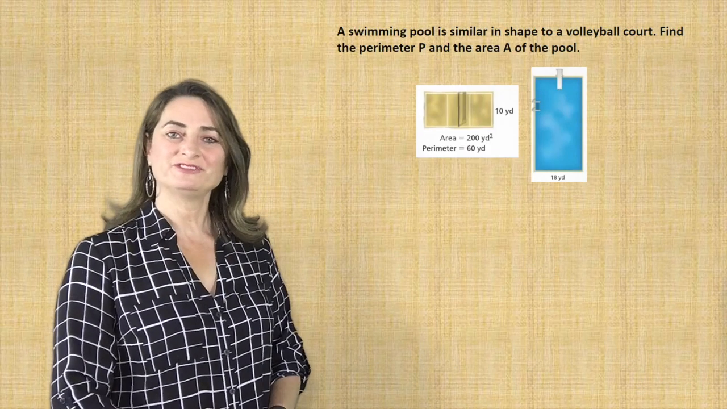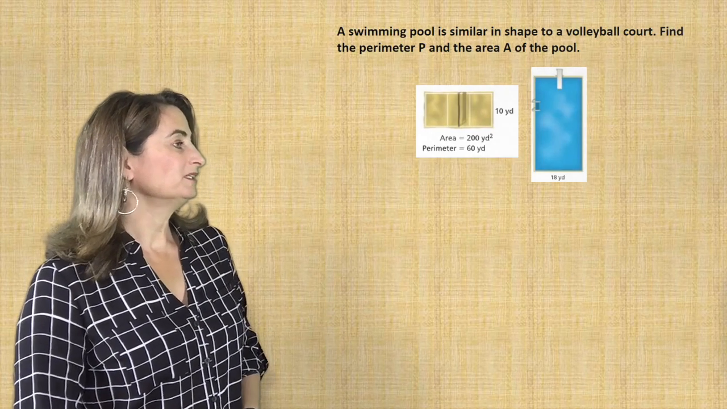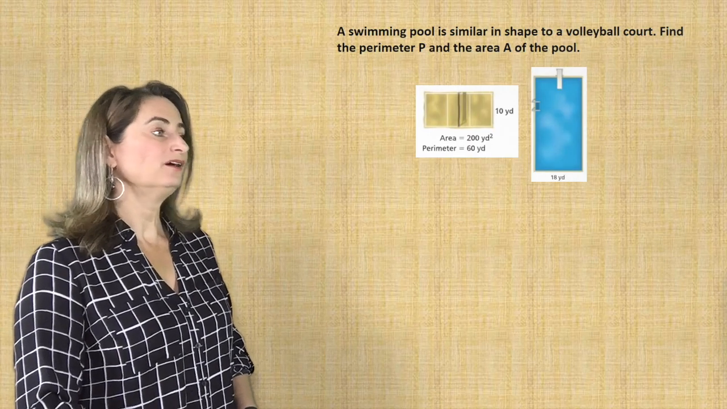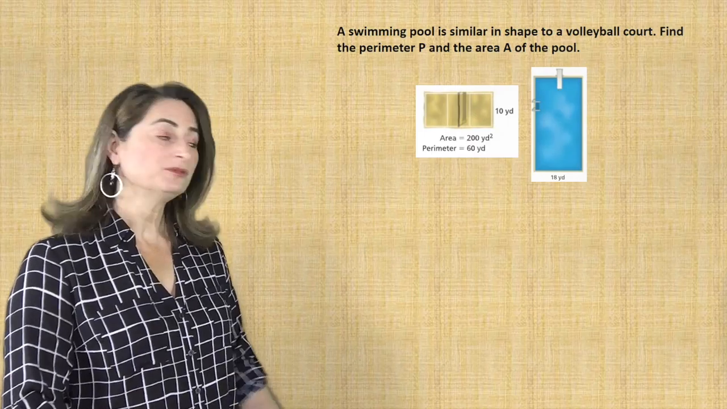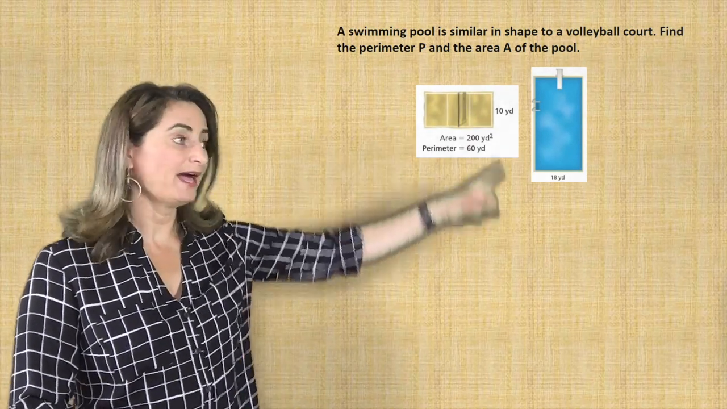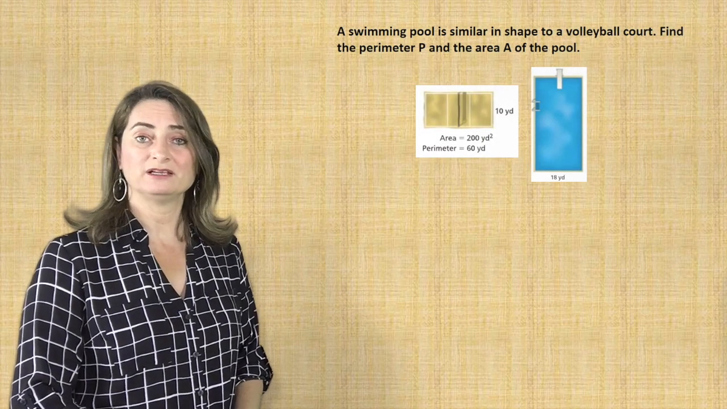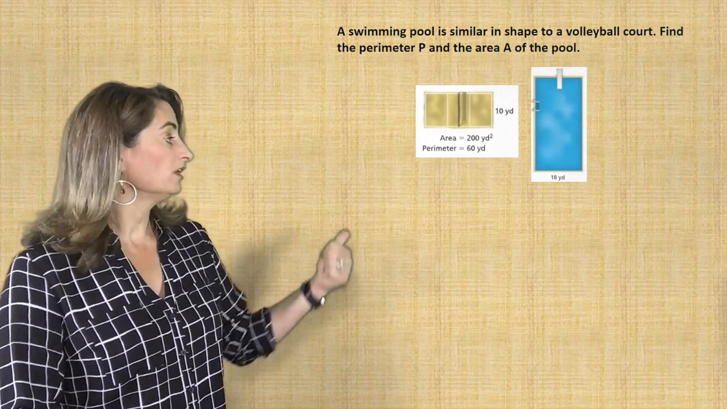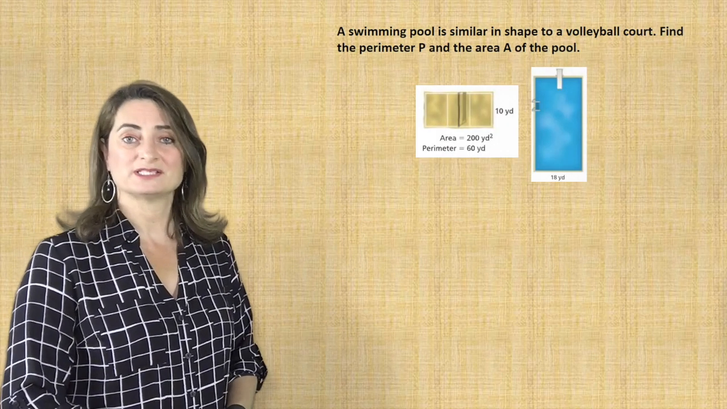And the last example for today is a real world problem. A swimming pool is similar in shape to a volleyball court. Find the perimeter P and the area A of the pool. There's no way you can find the perimeter and the area of the pool by itself because you only have one side length, which is 18 yards. I don't have the other side to add up all the sides to find the perimeter, or to multiply length times width to find the area. So we use similar figures. Look at the volleyball court. They gave you the perimeter, the area, and one side length.